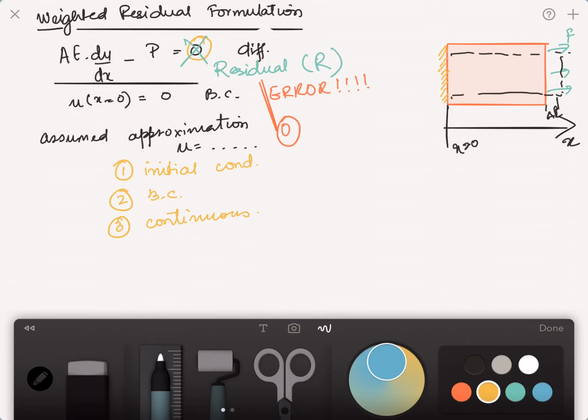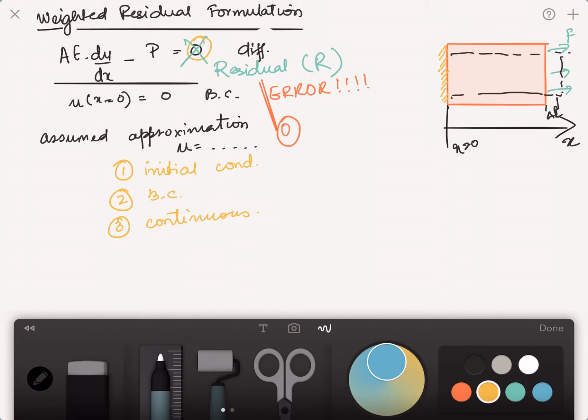If all these categories are met, then it's a viable assumed approximate solution, because if you put garbage in, you will get garbage out. So you also have to make sure that you pick the correct displacement function, and not just anything that you fancy, right? It has to be suitable to the problem you're looking at. Once these conditions are met, you'll be able to put it in and get the residual.